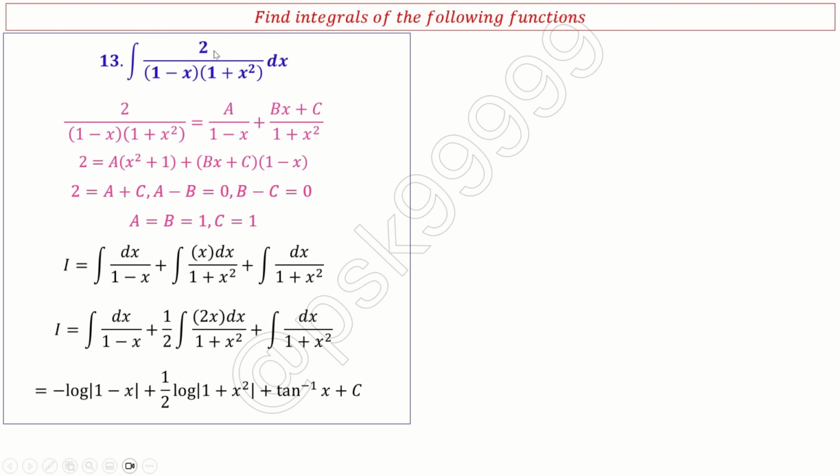Next, integration of 2 by 1 minus x into 1 plus x square. We have solved this before. Since x square is there in the denominator, you will put bx plus c here, and then you will find A, B, C. A equal to B equal to C, all are 1 basically. So this is the answer.